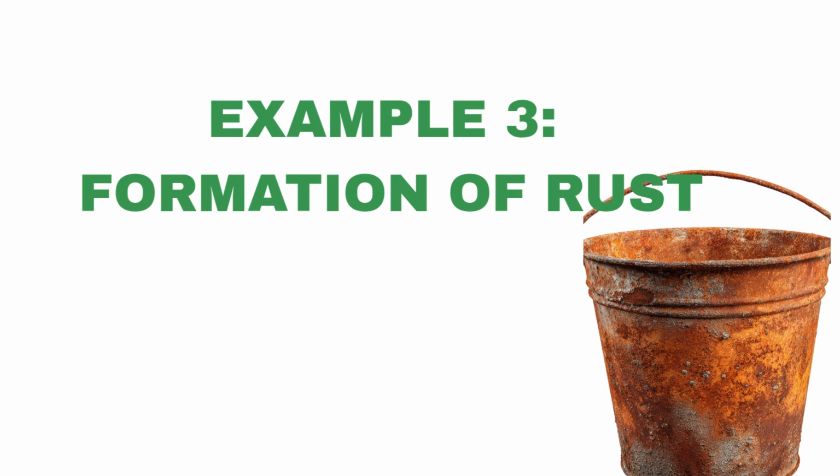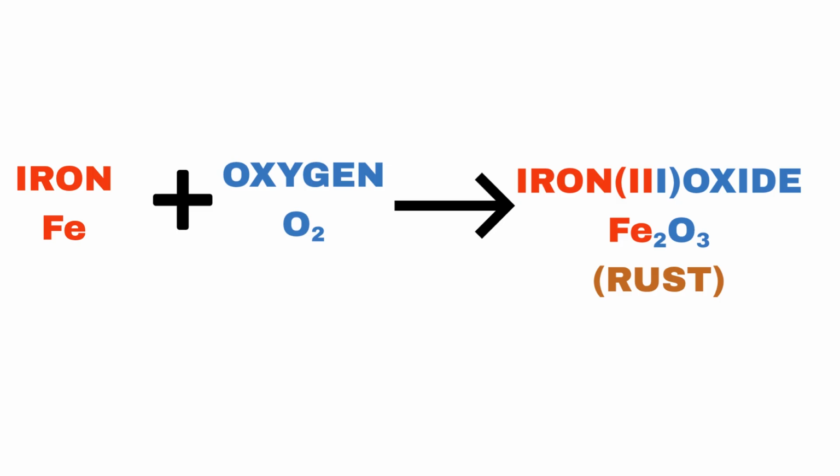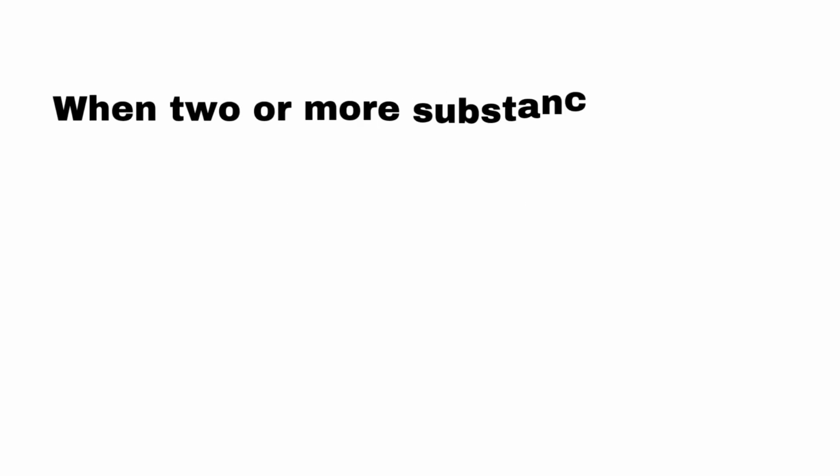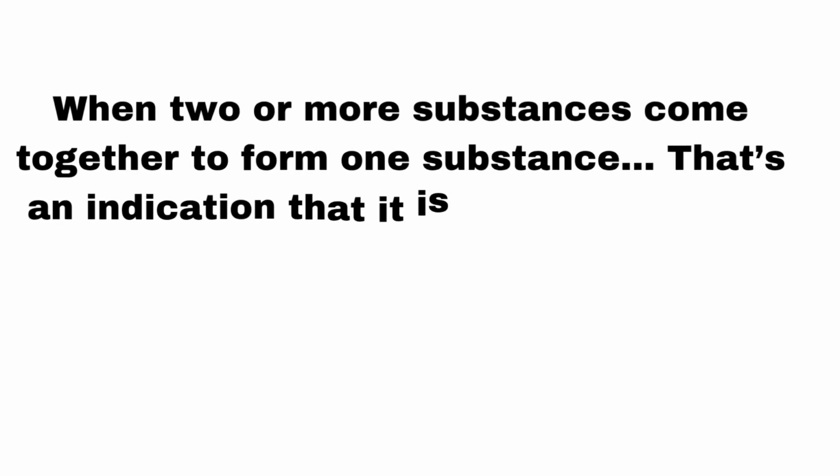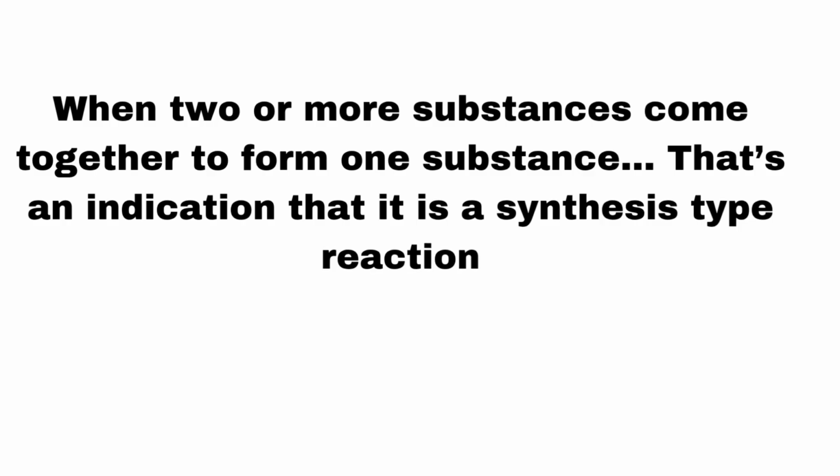Rust formation is another example of a synthesis reaction. Iron atoms react with oxygen atoms to form iron 3 oxide, also known as rust, a completely new substance. Here is a memory hook to help you remember. When many substances come together to form one substance, this is a synthesis type reaction.